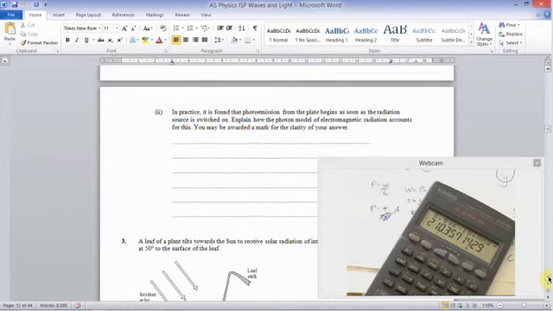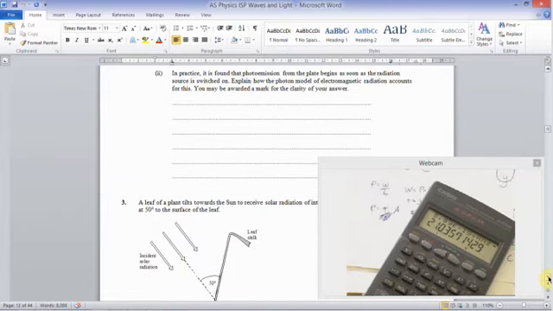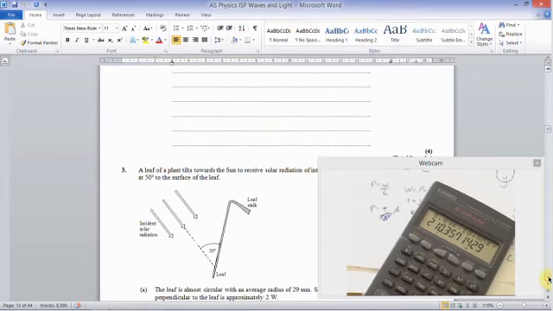In practice, it is found that the photo emission from the plate begins as soon as the radiation source is switched on. Explain how the photon model of electromagnetic radiation accounts for this. You will be awarded a mark for clarity of your answer. Right, okay, so quality of communication question, 4 marks.